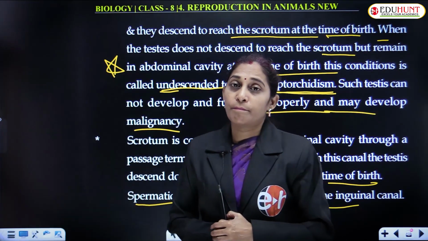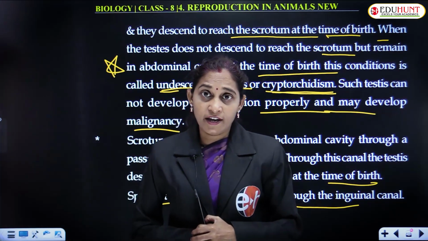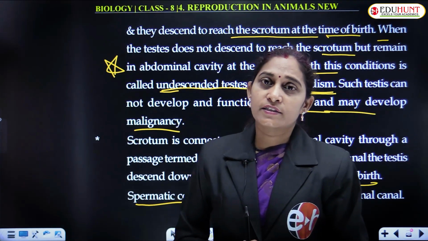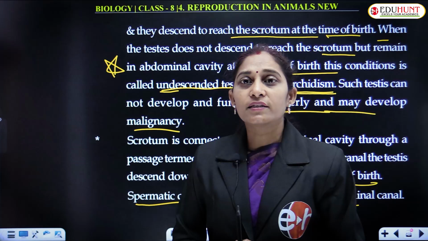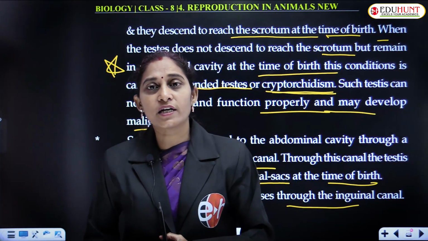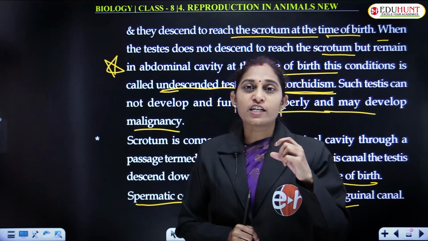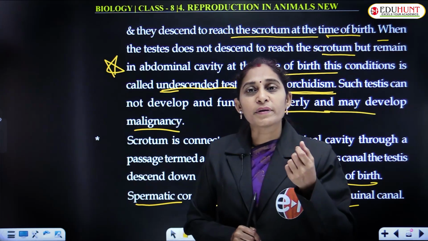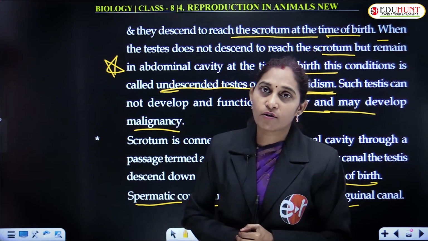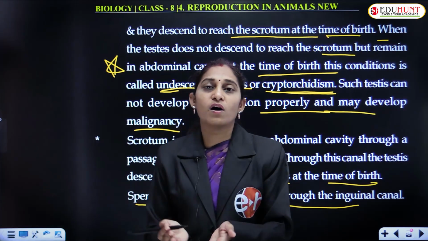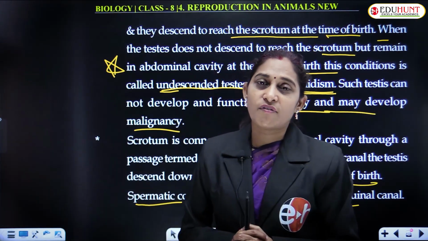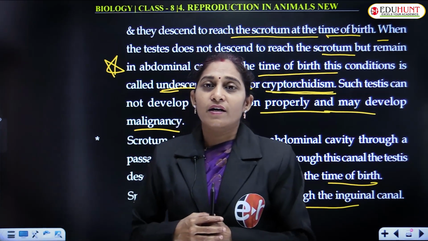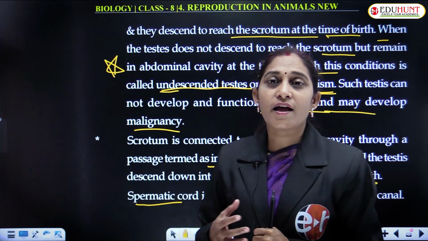Testes are the male primary sex organs, present in the scrotal sac. Actually, before birth, they are present in the abdominal cavity, and during birth, they descend into the scrotal sac through the inguinal canal. The connection is established between the scrotal sac and the abdominal cavity through a canal called the inguinal canal. The scrotum has a wall with various muscles and elastic fibers, and they show contractions and relaxations.